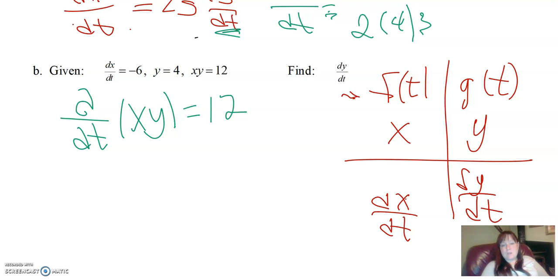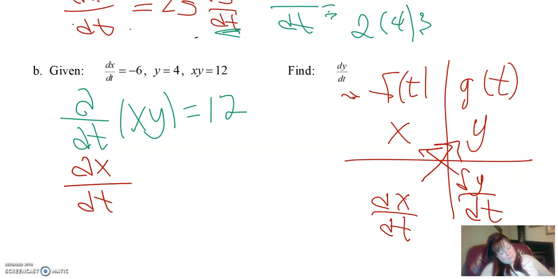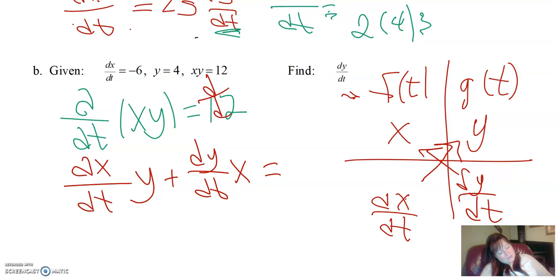Then we use our product rule, f prime g plus g prime f. So the derivative of x times y would be dx/dt times y plus dy/dt times x. And we differentiate this side as well, so we have the derivative with respect to time of 12, which is just 0.